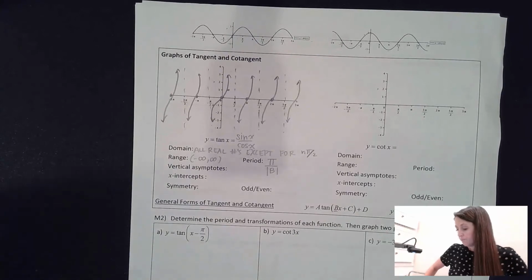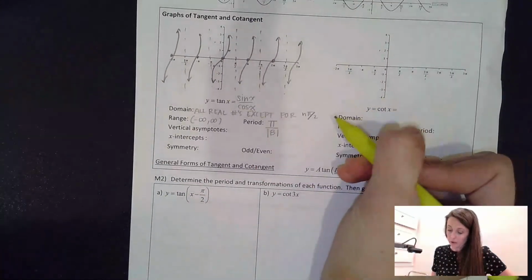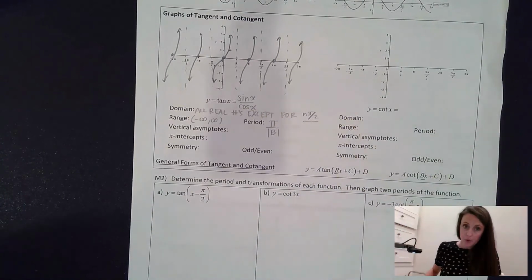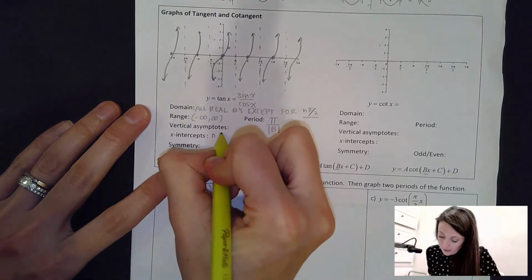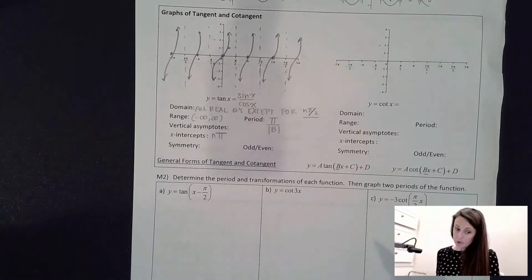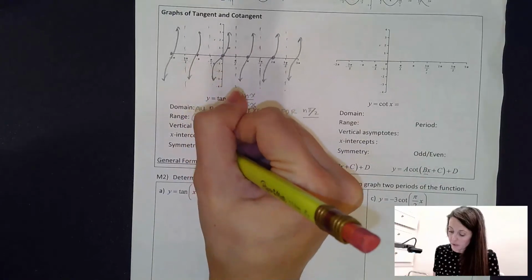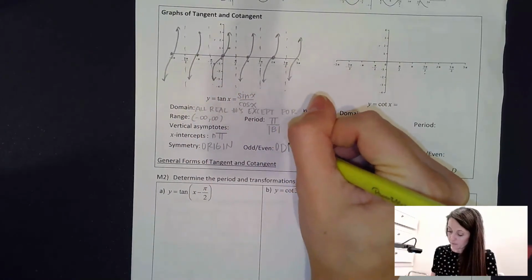Okay. All right. The vertical asymptotes are going to occur at every pi over 2. X-intercepts are going to all be at intervals of pi. Symmetry here, it's got origin symmetry, and it is an odd function.